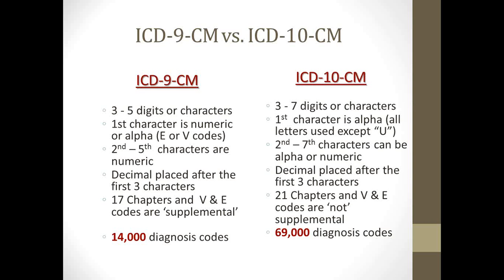In ICD-9, the second to fifth characters are numeric. And in ICD-10, the second to seventh characters can either be alpha or numeric. In both, the decimal is placed after the first 3 characters, and that's actually the only one that's the same. And in ICD-9, there are 17 chapters and V and E codes are supplemental, whereas in ICD-10, there are 21 chapters and V and E codes are not supplemental. So there's a very big difference, as you can see. It can be very cumbersome going between ICD-9 and ICD-10.